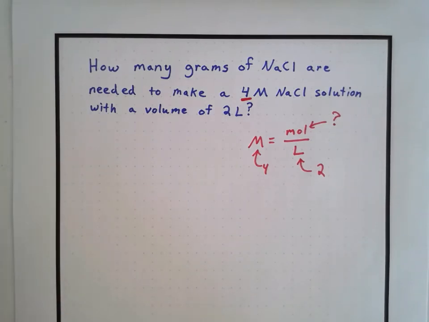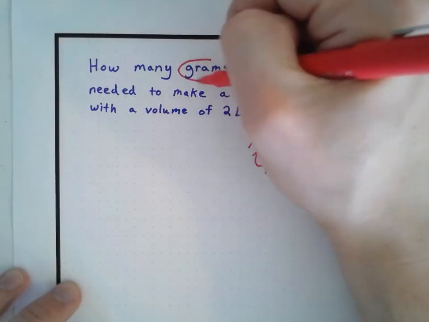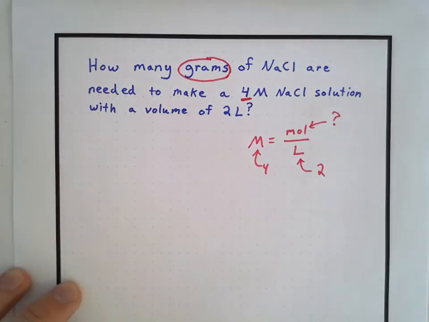Now that's not technically the final answer, because if you look at the actual question, what they really want to know is the number of grams. So the first step is going to be for us to plug in the two variables we have, the molarity and the volume, and solve for the number of moles. And then we're going to have to do a mole to gram chemical conversion. So we'll start with step 1.